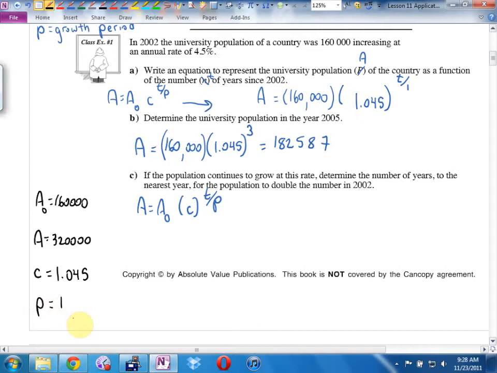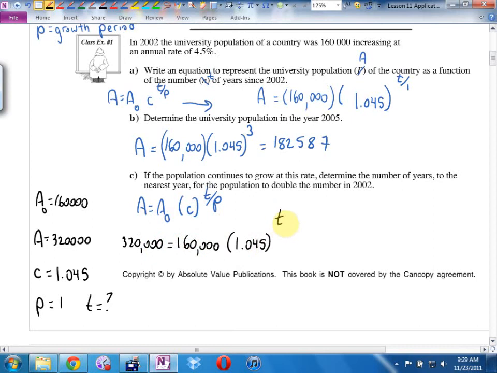What are they asking me to find in this question? Out of all of these, what's missing? What don't I know? Nicole, did you say it? I thought you said it. What'd you say? T. Let's plug everything else in. Final amount, 320,000 equals initial amount, 160,000 times 1.045 to the T over 1. Am I going to write the over 1, though? Aha!